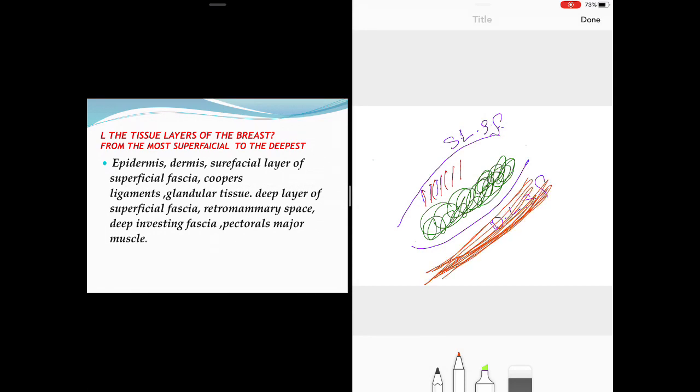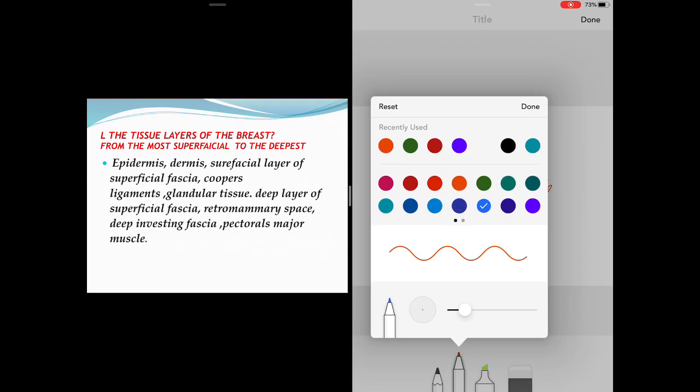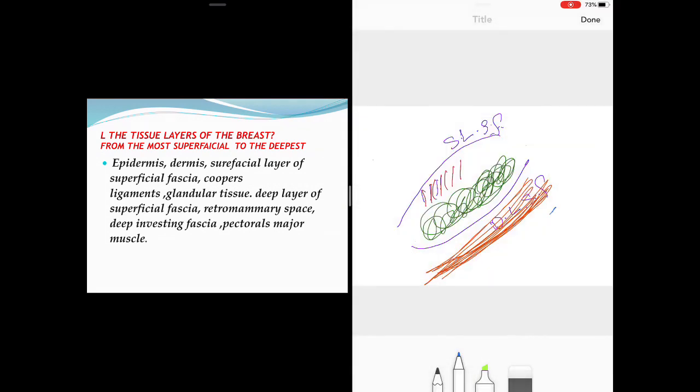Then the deep investing fascia and the pectoralis major muscle. The pectoralis major muscle is anatomically important. The whole breast sits on the pectoralis major muscle.